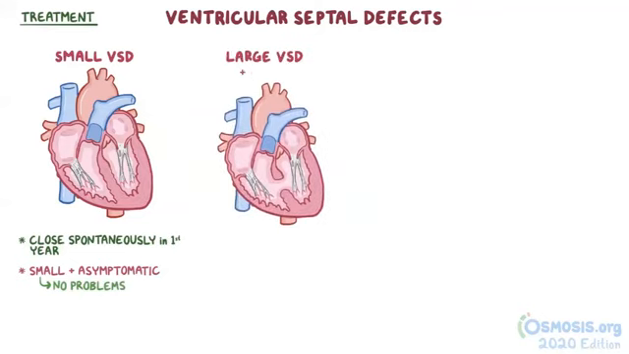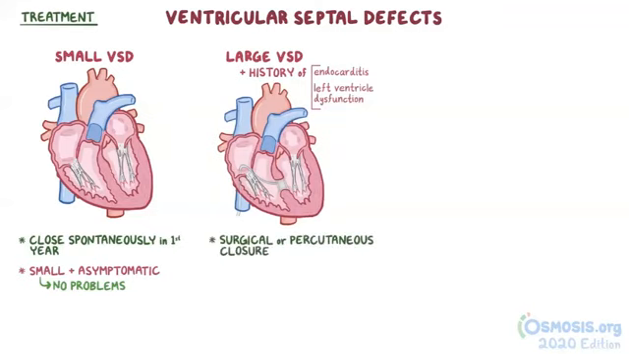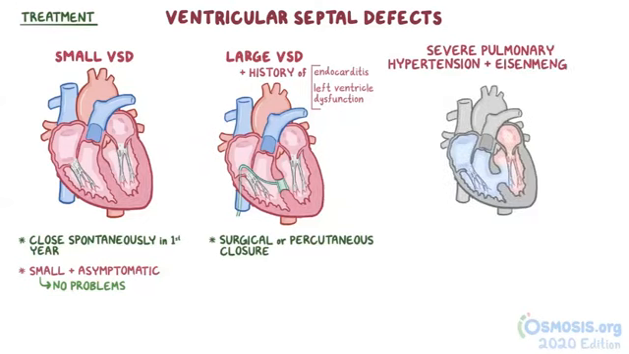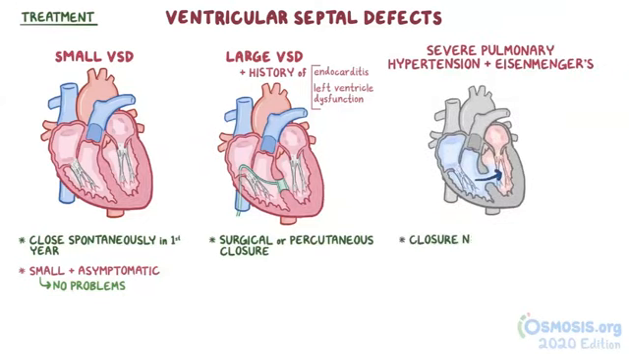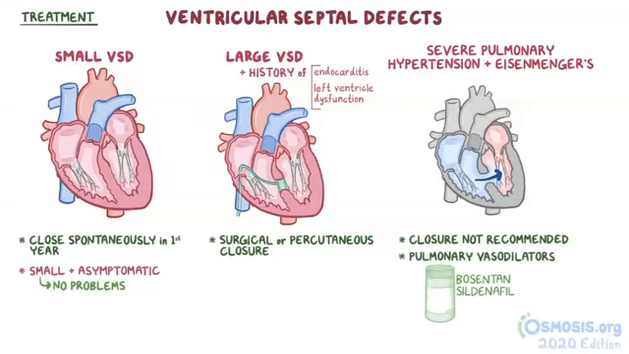When there's a large VSD, a history of endocarditis, or left ventricle dysfunction, treatment consists of surgical or percutaneous closure of the VSD. In cases of severe pulmonary hypertension and Eisenmenger syndrome, closure of the VSD is not recommended, and instead, pulmonary vasodilators, such as bosentan or sildenafil, can be used.